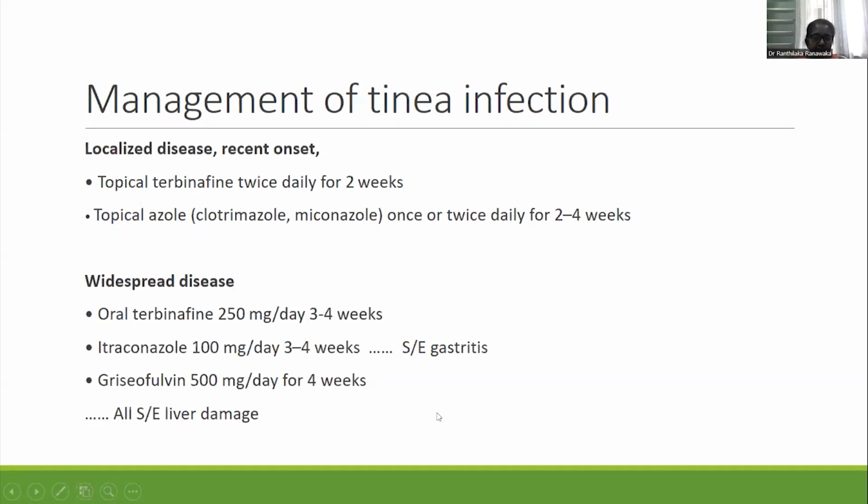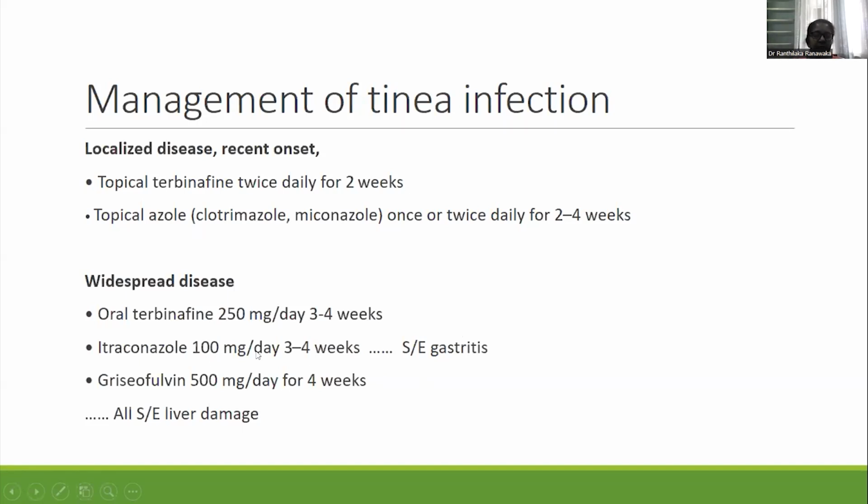Actually, all the Western textbooks say 2 weeks, because that is not drug-resistant tinea. What we have now is drug-resistant tinea infection. So 2 weeks is not enough. So we have to give either 3 or 4 weeks. Sometimes we go further.